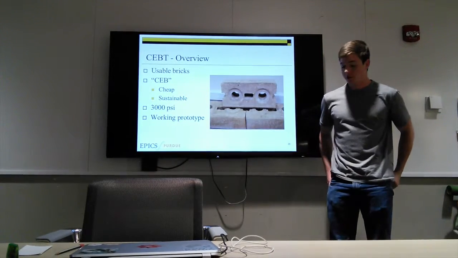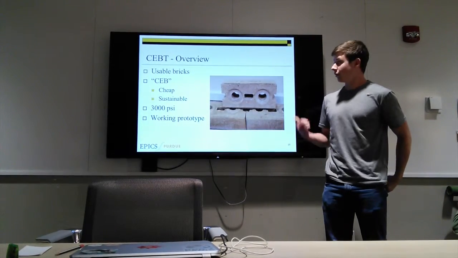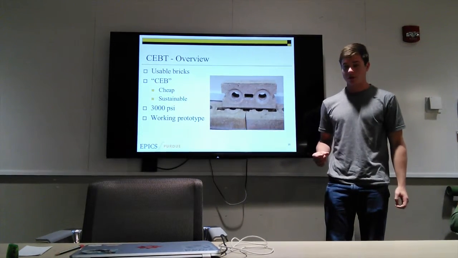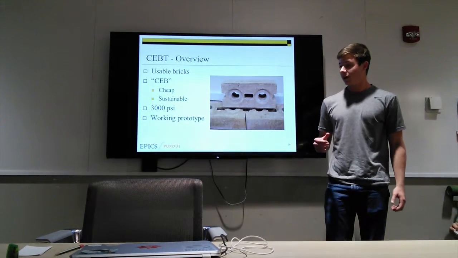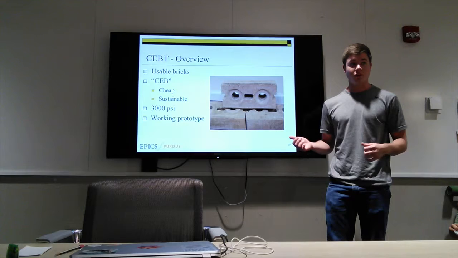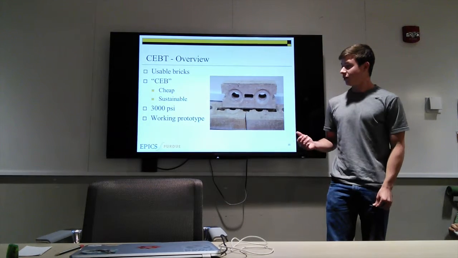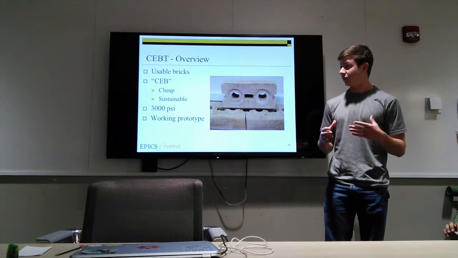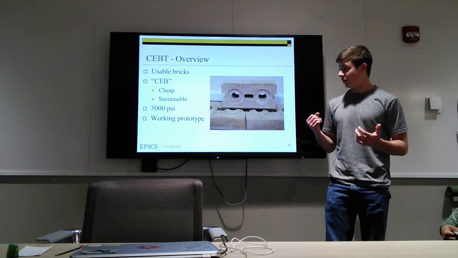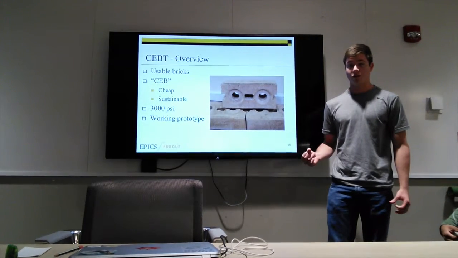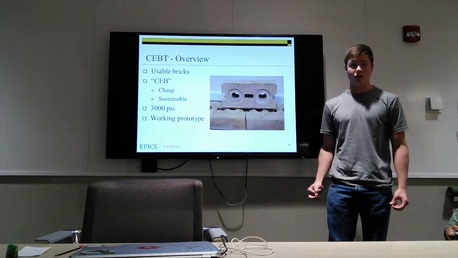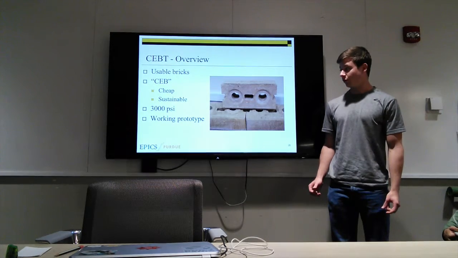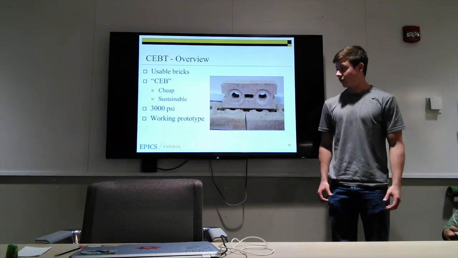So our group has been mainly focused on this one type of technology called CEB, which stands for compressed earth brick. And we've really been into the design and then manufacturing this, and then we're going to be into testing it over the summer. But what CEB is, as the name suggests, it takes earth and compresses it into bricks, and they are usable bricks. And this method is cheap because the only material needed is the dirt that's already dug up during excavation. And for the same reason, it's also sustainable because we're not using outside sources for material.